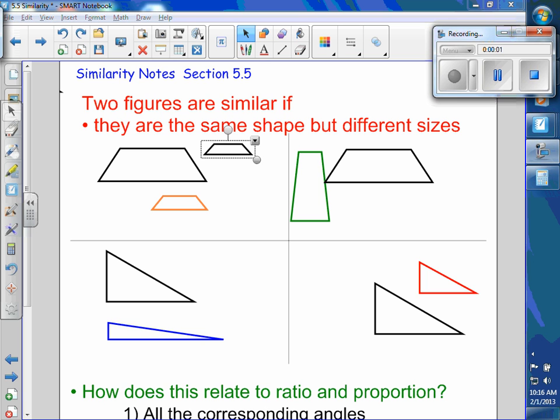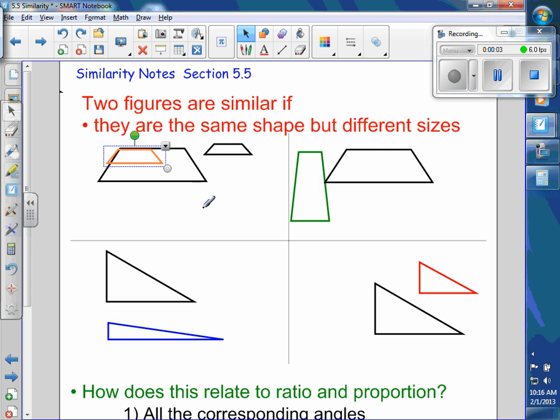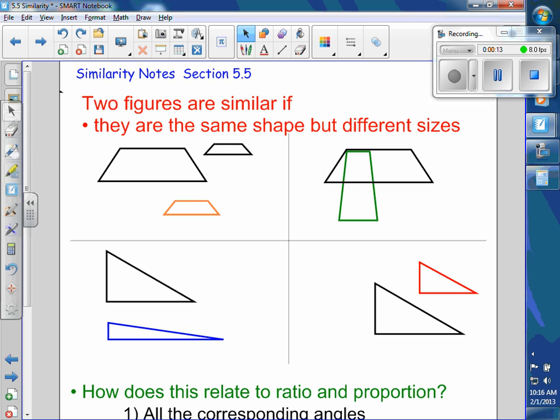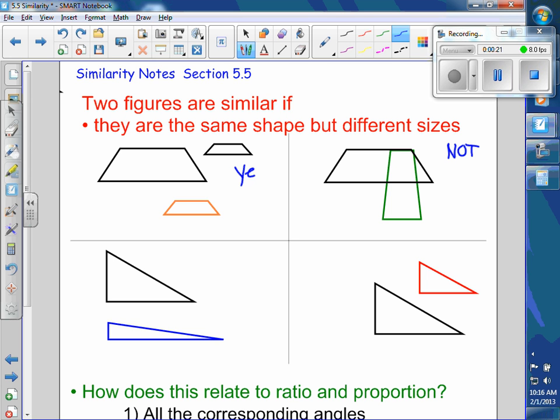Talk about similar figures that way. Similar figures have to have all the angles of a figure the same, okay? And then all the sides have to be proportional. So like these two figures are not similar because the angles aren't all the same. These are not similar even though they're both trapezoids, but these are similar.